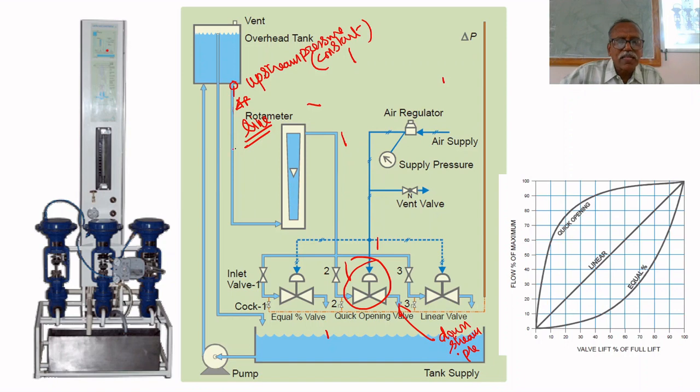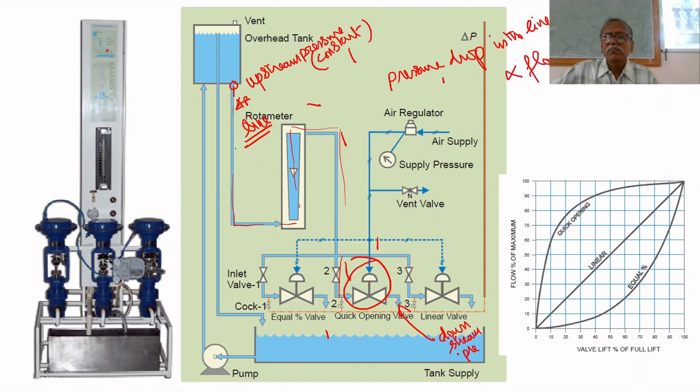Pressure will be dropped in the line. Some amount of pressure will be dropped. That is a function of flow rate. The pressure drop in the line is proportional to flow rate.